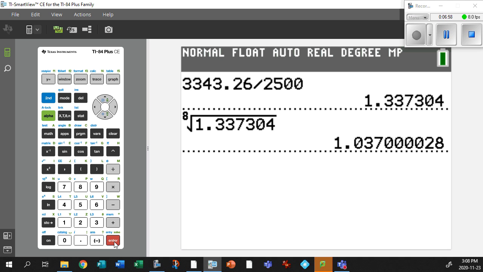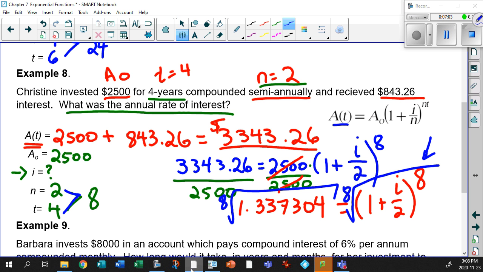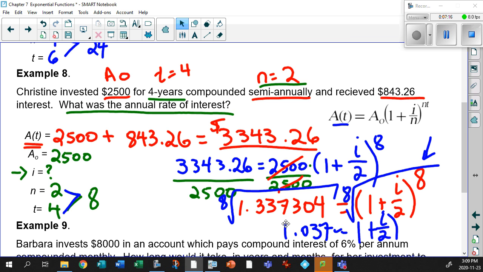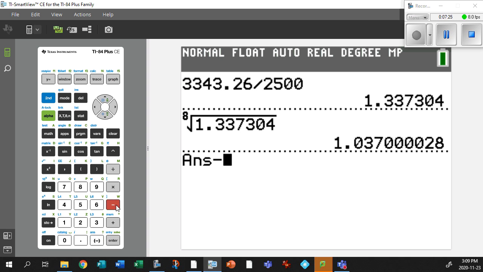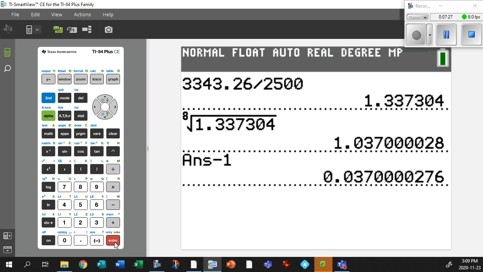You got 1.037. So this works out to be, right now, after you've done this, you got 1.037 equals 1 plus i over 2. Oh my goodness. Well, this looks really nasty right now, doesn't it? Yeah, it is. But you can see it. Subtract the 1 from both sides. This is looking really ugly right now. So we're going to subtract the 1 from both sides. Boom. That gives me this, right? Okay. Still not finished yet.